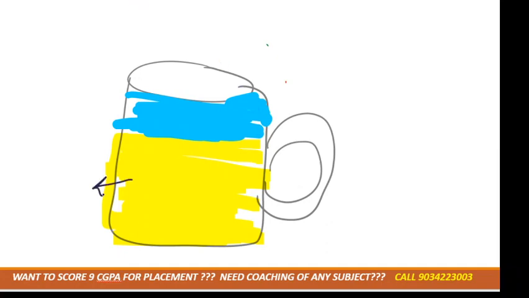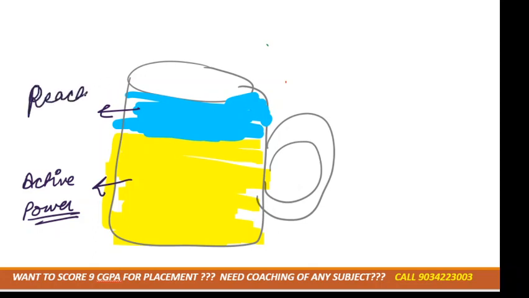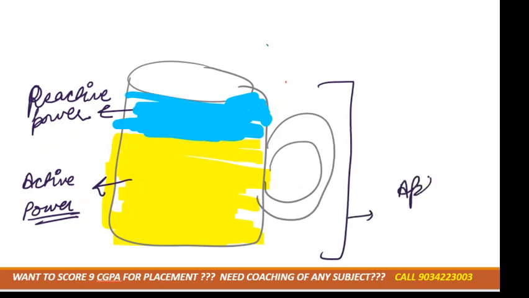So the actual beer is known as active power. The froth is of no use, but still you are paying for that, right? You are paying for the whole glass, correct? But this froth is of no use, but you have to pay for it. So this froth is known as the reactive power. And the combination you got is the apparent power.